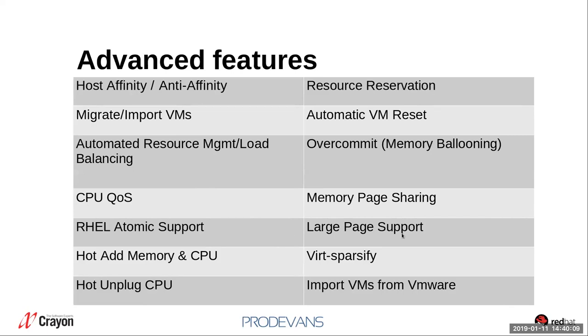RHEL Atomic is another operating system which basically supports containers. It is specifically created for container services. So Red Hat virtualization also supports RHEL Atomic. Next, hot add memory and CPU. If your VM is running, you can add more and more memory. That is a hot plug. You can increase your memory size and you can increase the CPU. Hot unplug CPU, and import VMs from VMware. If you have VMs running in another environment like VMware, you can import those VMs from VMware to Red Hat virtualization.